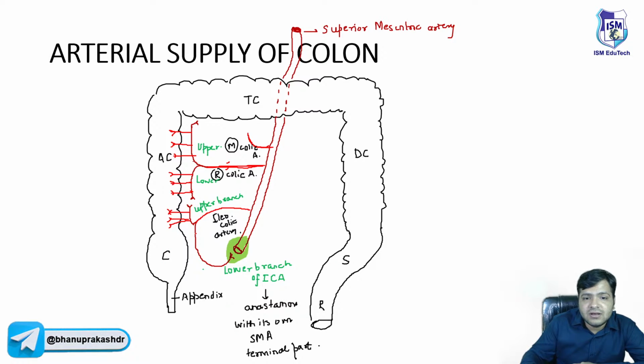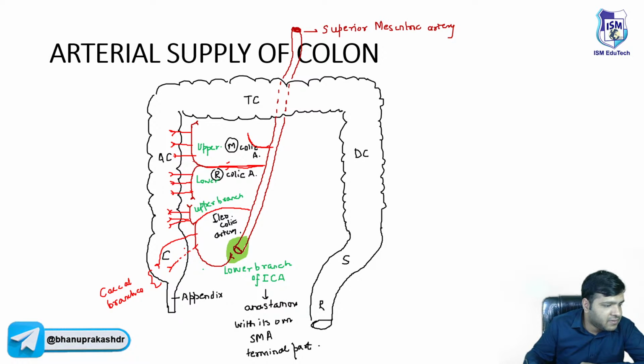Beta, remember the lower branch will also give supply to the cecum. Yes, Kriti, very good. Yes, Dimple, very good. Yes, Jayashri, very good. And these are called the cecal branches, anterior and posterior cecal branches of the ileocolic artery.